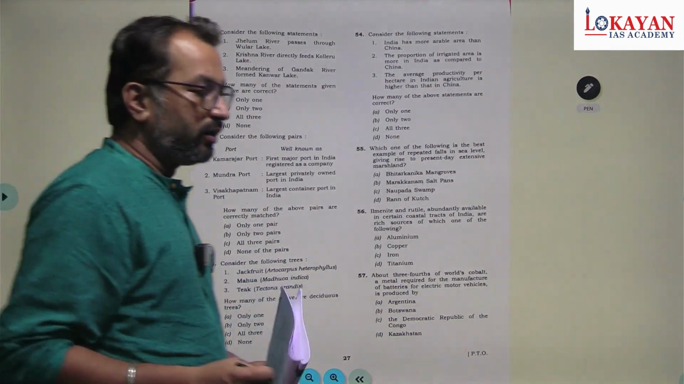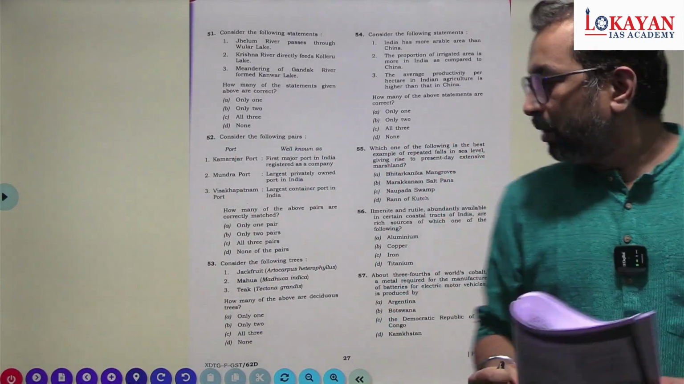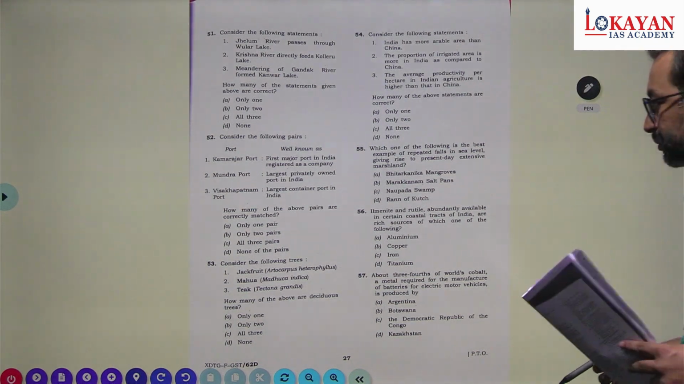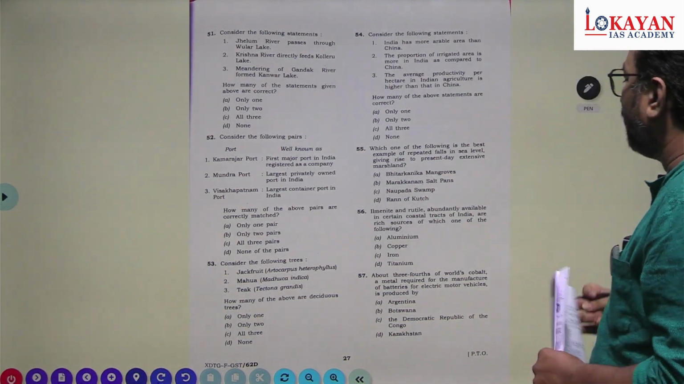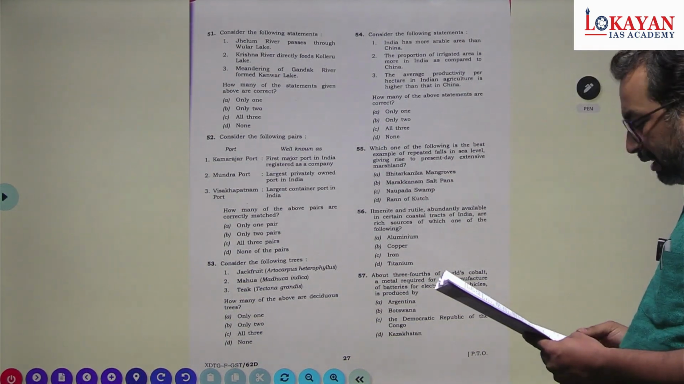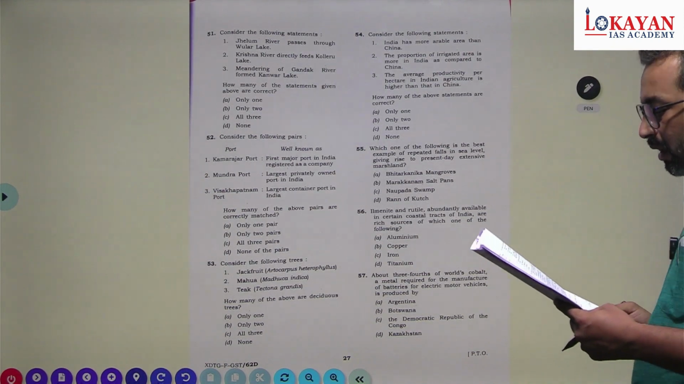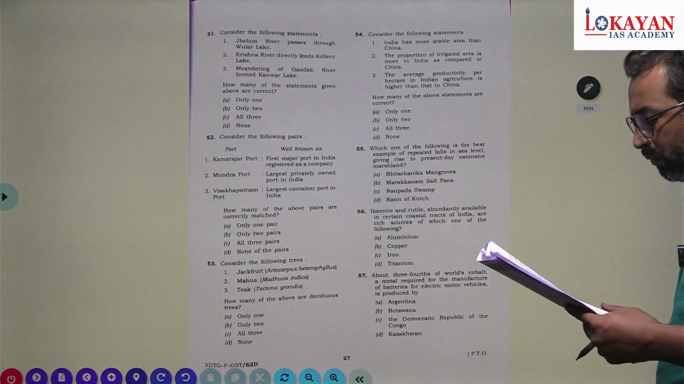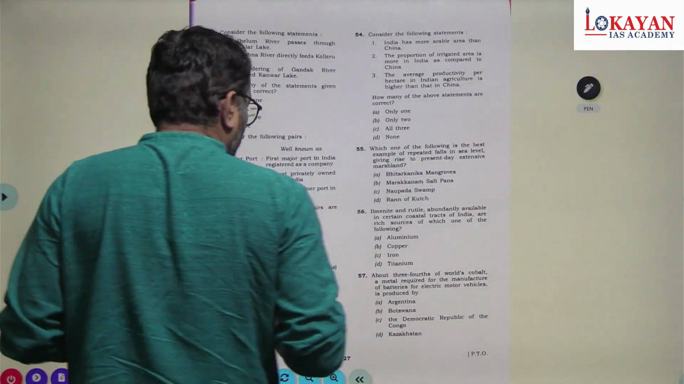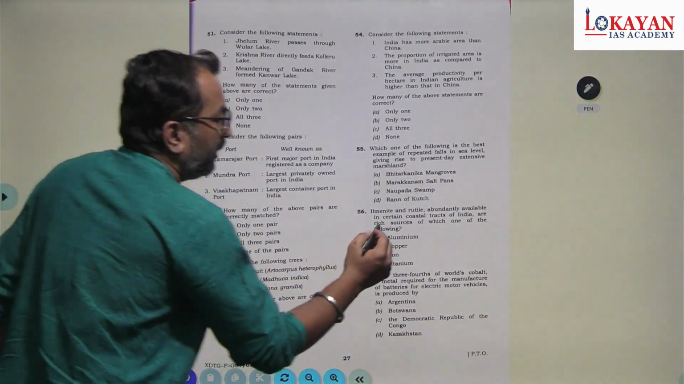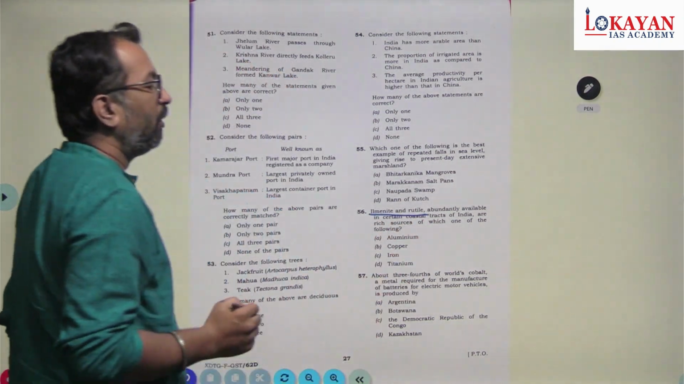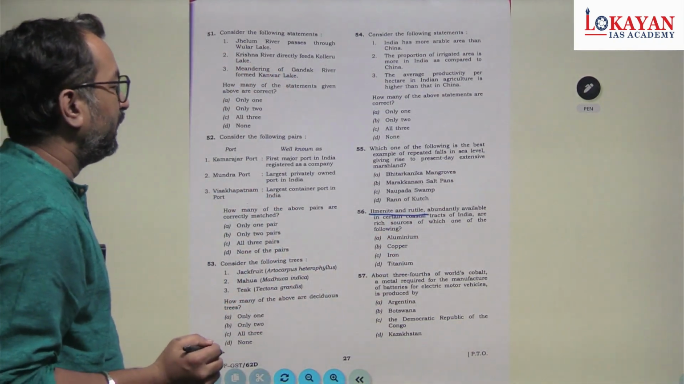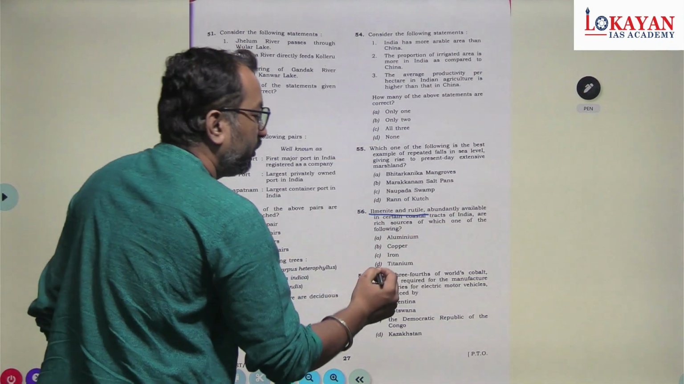Now these are direct questions. These are factual questions. See, ilmenite and rutile abundantly available in certain coastal tracts of India are rich sources of which one of the following?